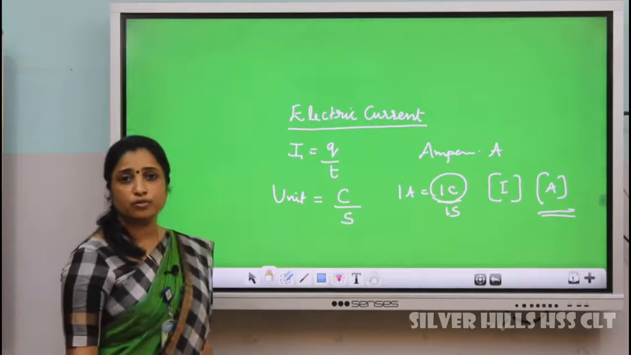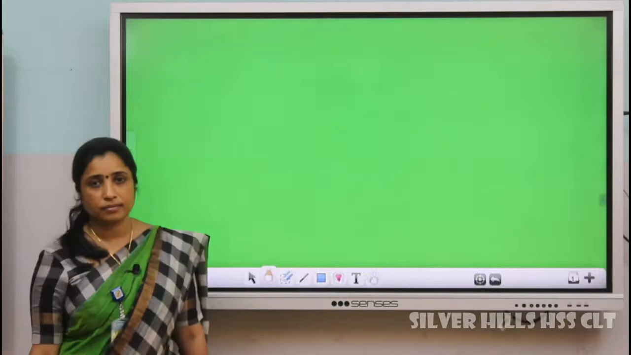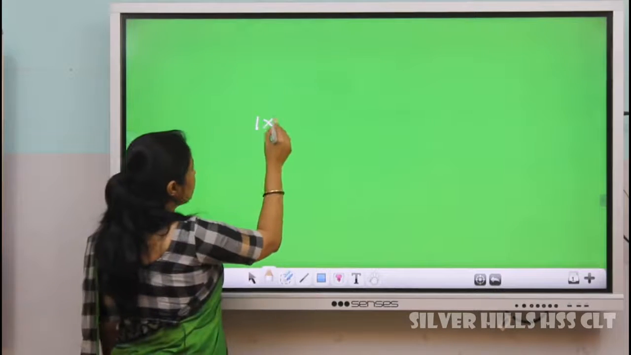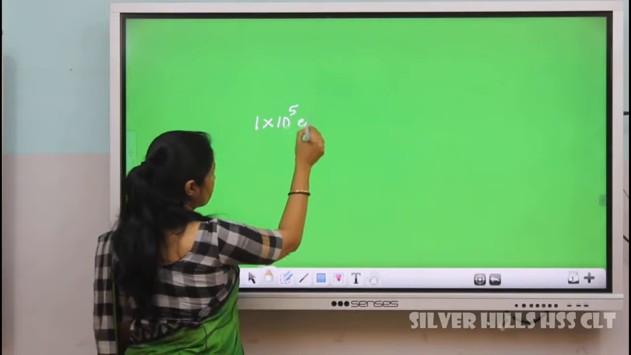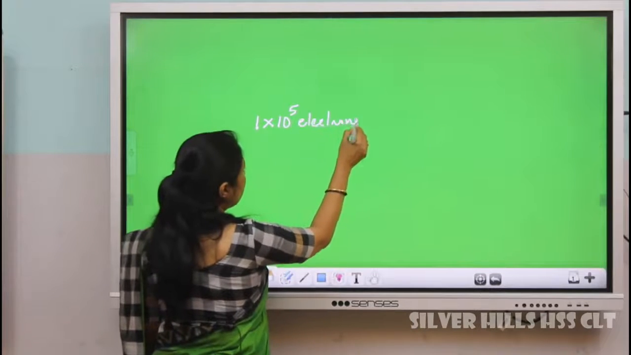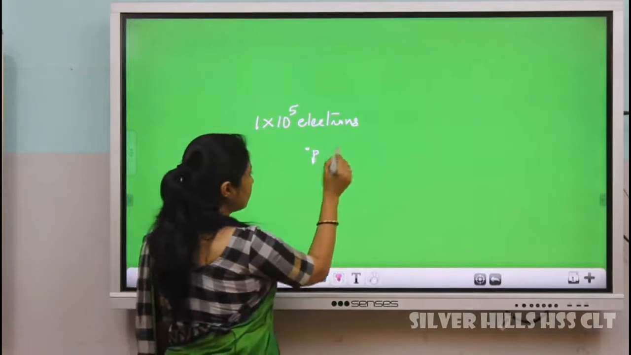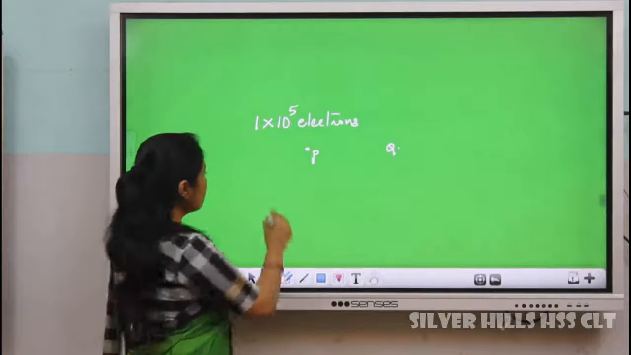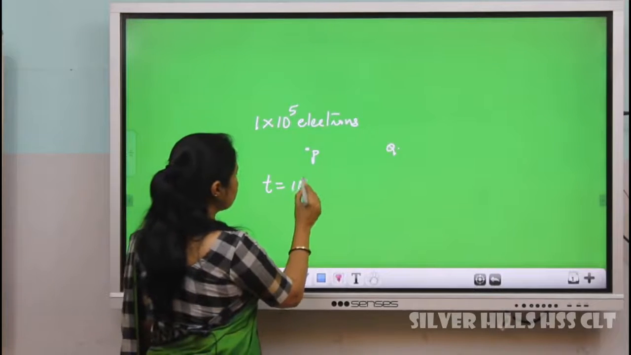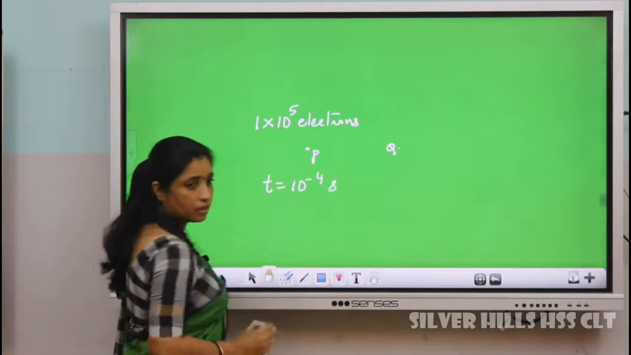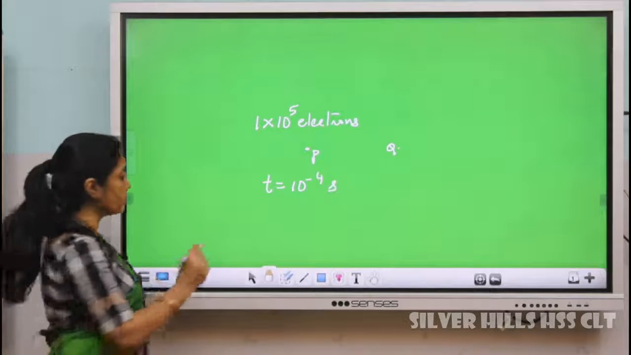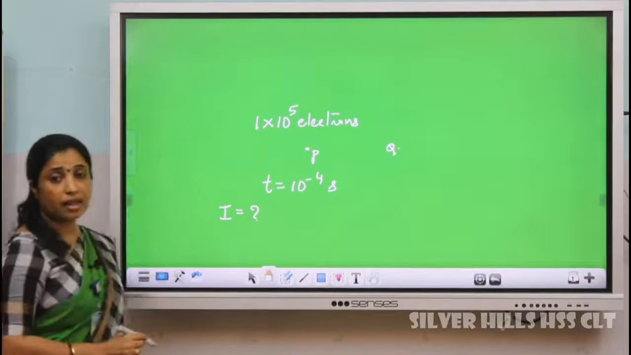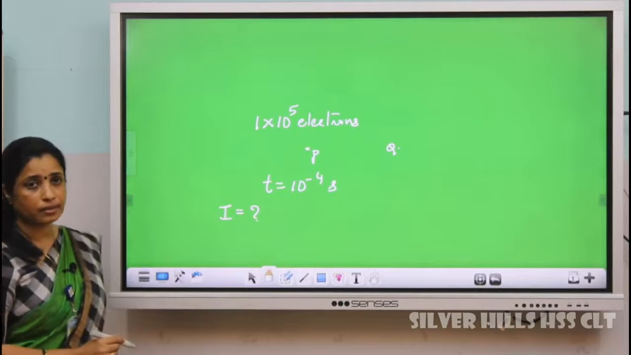Now let's move to a numerical problem. The question is, there are 1 into 10 raised to 5 electrons moving from a point P to Q for a time t equal to 10 raised to minus 4 seconds. You are asked to find out the current I, the magnitude of current and also the direction of current.